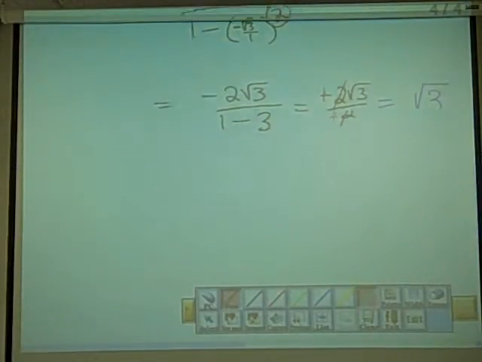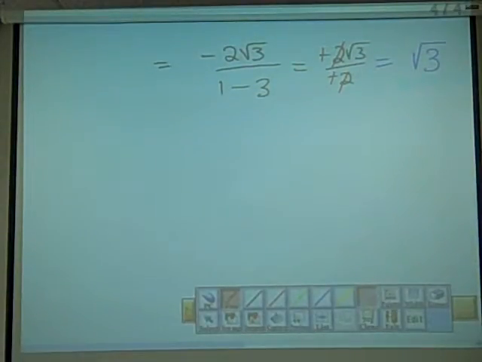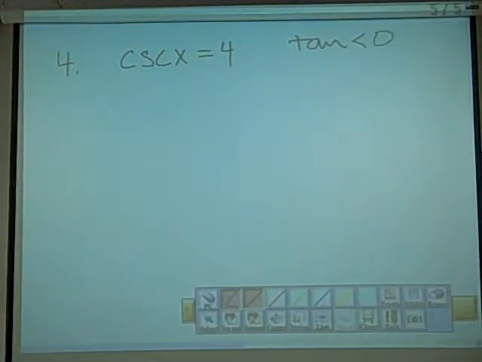Okay. Problem 4. We did that one in class. We did part of it in class. So let's look at that one again, and we'll do the other two identities for that. Okay, here we have cosecant x equals 4. And we also know that tangent is less than 0, or tangent is negative.